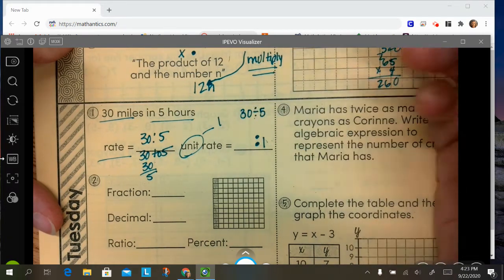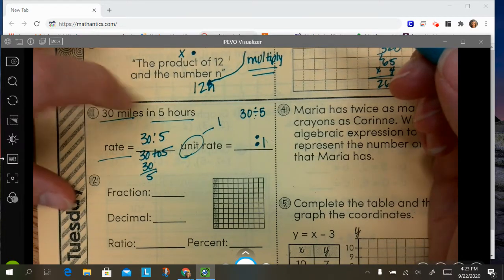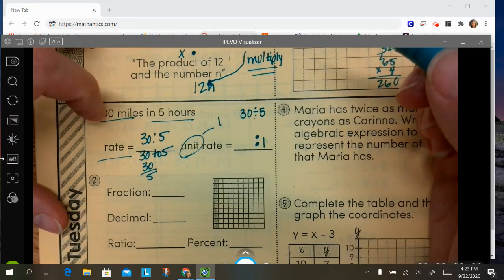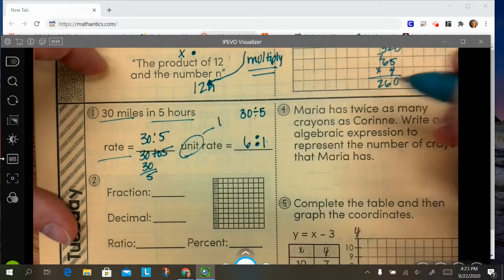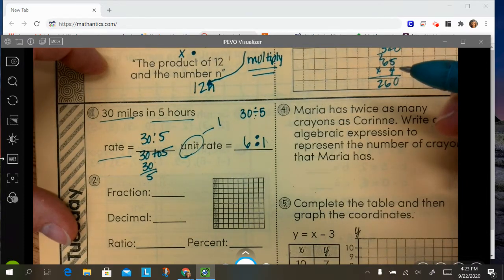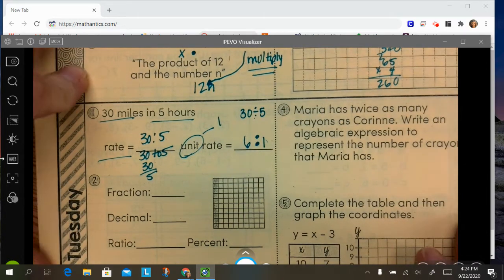So it's 30 divided by 5. You take the first one divided by the second one. 30 divided by 5 is 6. So it's 6 to 1. 6 miles, 1 hour. Okay, good job.